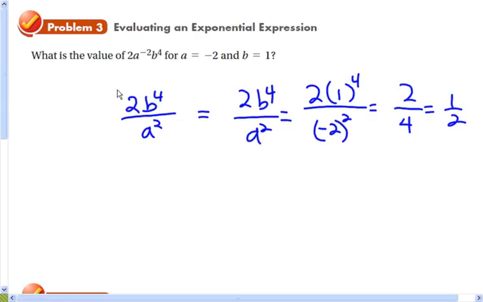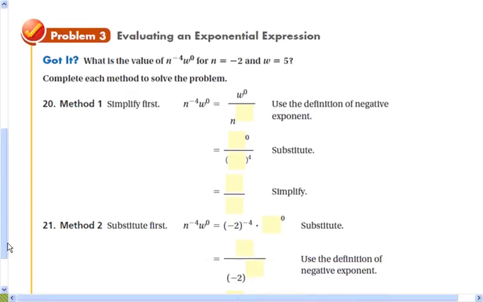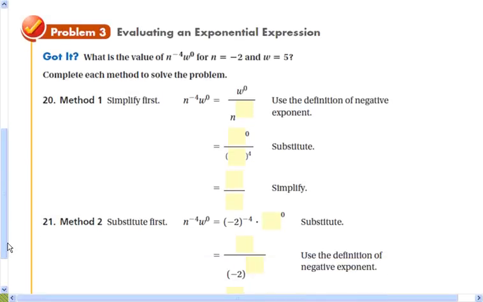All right, so let's try another problem like that. What is the value of n to the negative fourth w to 0 for n equals negative 2 and w equals 5? So two methods. We could simplify it first and then substitute, or we could substitute first and then simplify it. So let's try it both ways. You can go ahead and try it. Pause here now. Come back and check your answers.